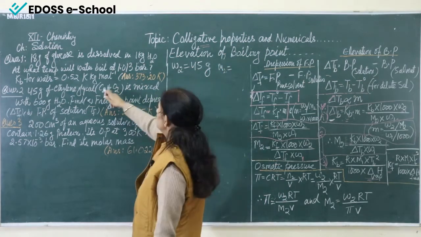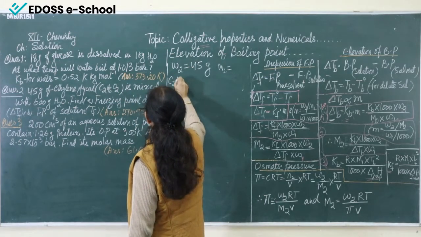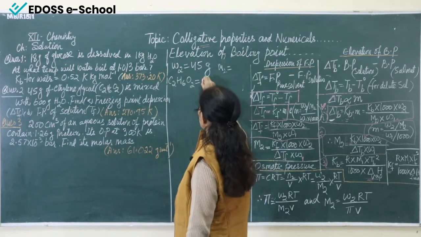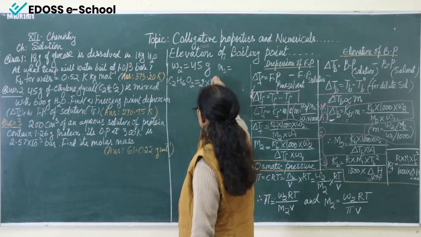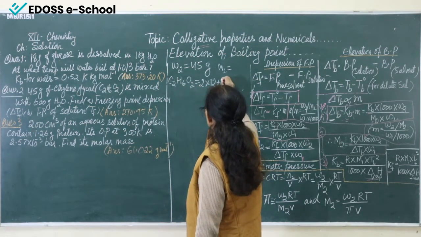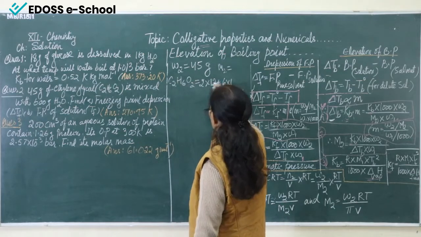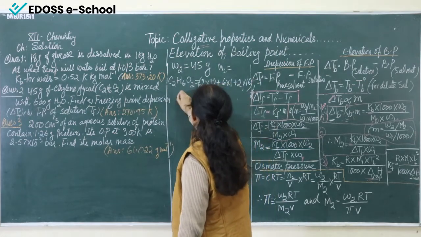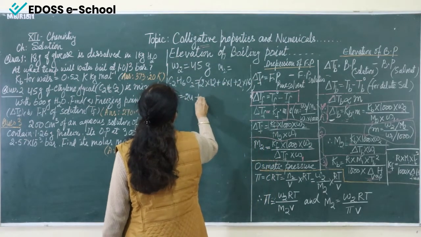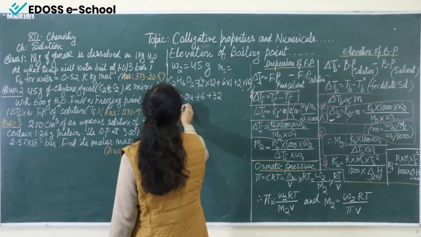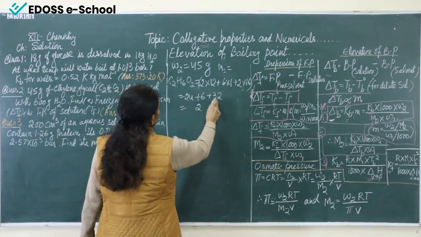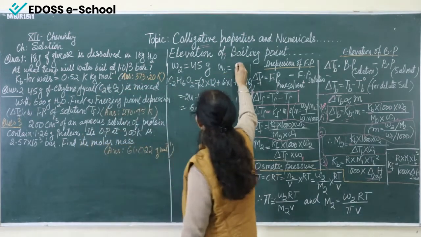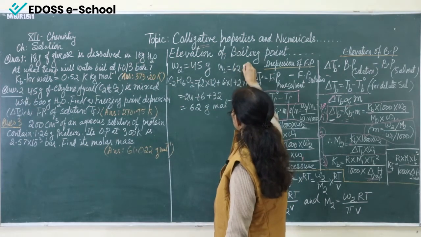We will find M2 from C2H6O2. So how will we find the molar mass? This is 2 multiplied by the atomic mass of carbon, 12, plus 6 multiplied by 1, plus 2 multiplied by 16. So this will be 62 gram per mole. This is M2. So M2 we can get in this way.